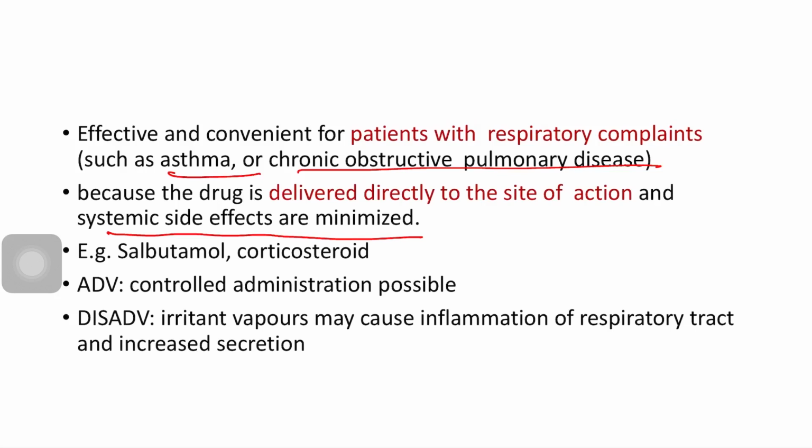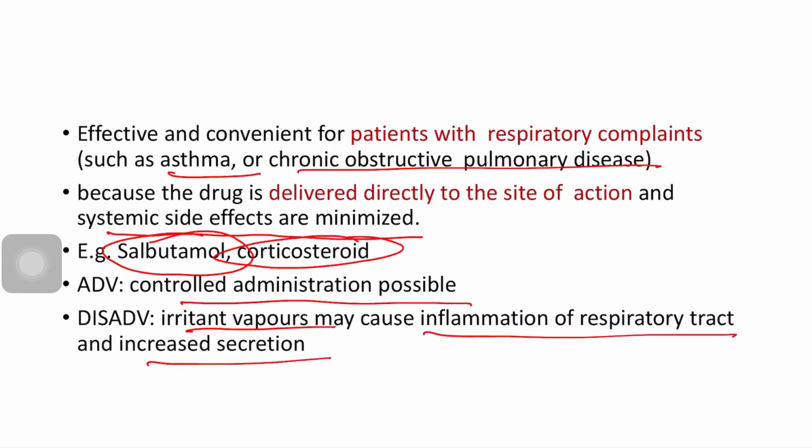Which drugs can you give? We can give drugs like salbutamol, which is used in asthma, or corticosteroids, also used in asthma to prevent asthmatic attacks. What are the advantages? Controlled administration is possible. Depending upon the severity of that particular attack, the doctor may prescribe you to take it in a controlled manner. But the disadvantage is that some gaseous forms are quite irritant. Irritant vapors may cause inflammation of the respiratory tract and increase secretions. So if we give some anesthetic drugs through this route, the vapors of those gases can be quite irritant and produce a lot of respiratory secretions.